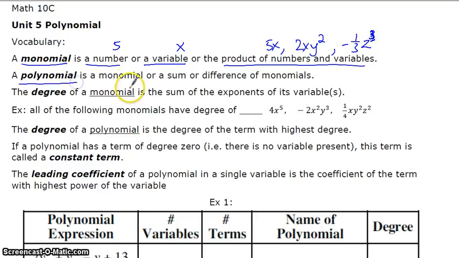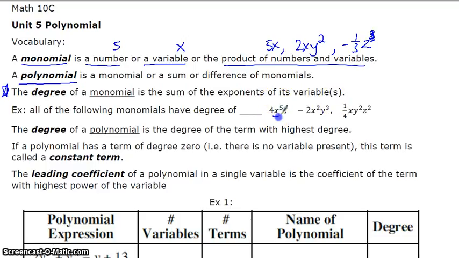Now, a polynomial is just a sum or difference of monomials. If you have more than one monomial, then it's a polynomial. And degree is the hardest concept. The degree of a monomial is the sum of the exponents of its variables.